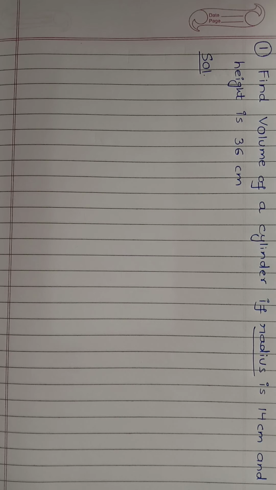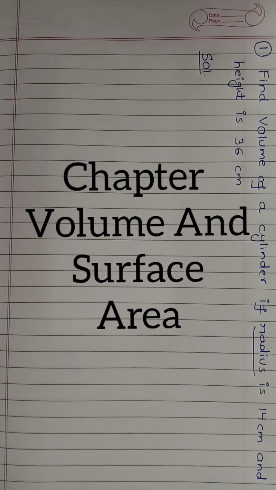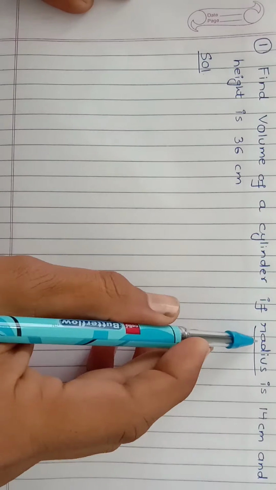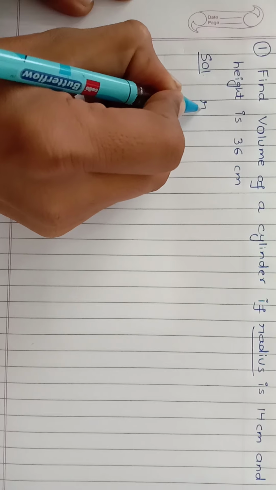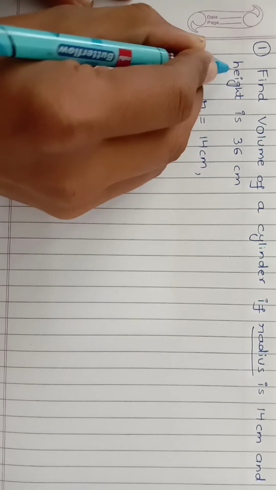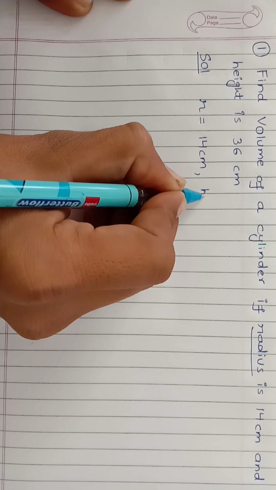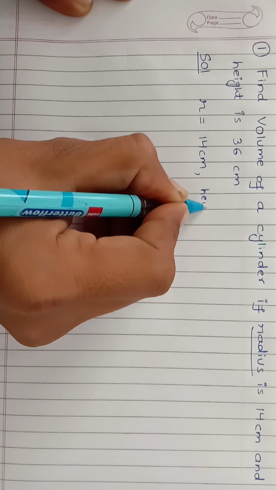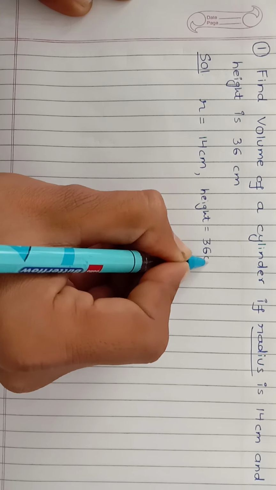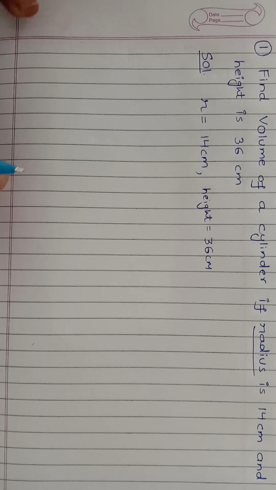We are going to start important sums. In sum number 1, find the volume of a cylinder if height and radius is given. How to find? We are having value of r is 14 centimeter and height is 36 centimeter. How to find volume of a cylinder?